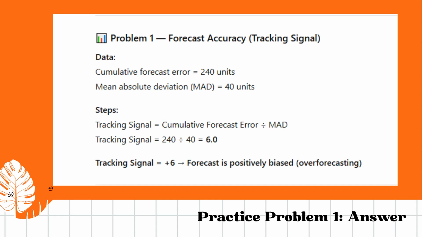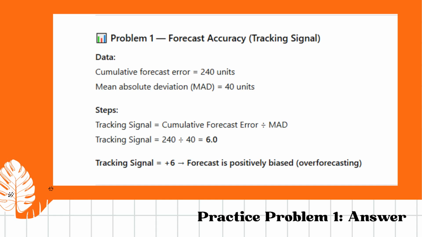Problem 1. Forecast accuracy, tracking signal. Data. A planner wants to check whether the company's forecasting method is still reliable. Over the last 6 months, the total forecast error added up to 240 units. The average absolute deviation, or MAD, is 40 units. We need to determine the tracking signal and whether the forecast shows bias.